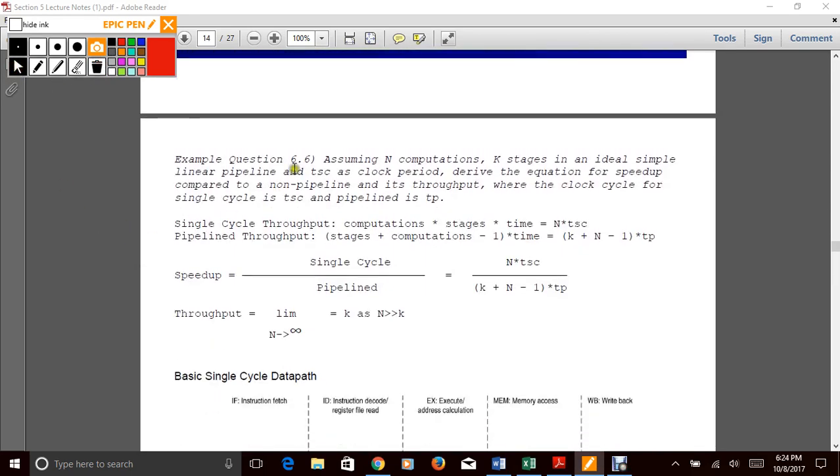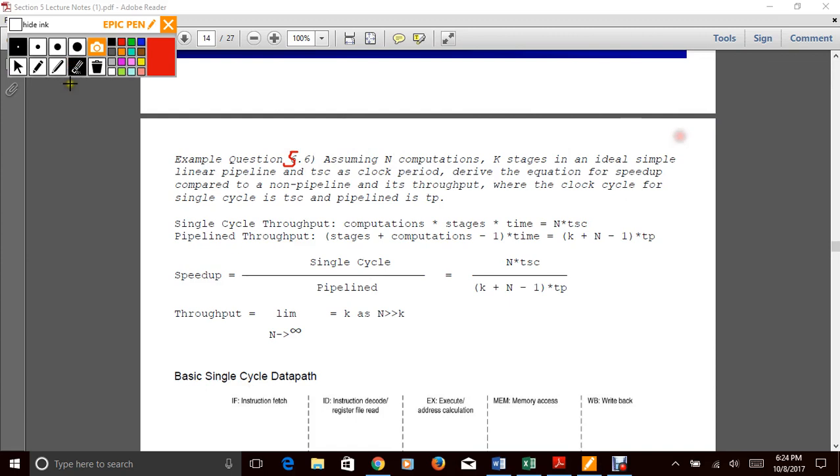So this is 5.6. And this is going to be a problem that you will see on the exam. Now, this is a theoretical problem. This is a big thing. And it's really important that you work to understand why this problem works out the way that it does. So what we are saying here is assuming n computations.